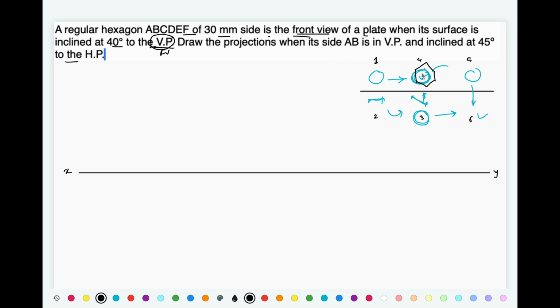of side 30 mm. The side of hexagon is 30 mm. Okay, and why I have drawn this side at the left? Because it is resting on that side in VP. A regular hexagon 30 mm side is the front view of a plate when its surface is inclined 40 degree to VP. Draw its projection when its side AB is in VP. So resting reference is the side that we are going to keep at the left. Okay, so this is the resting reference, and in step number 4 we are going to get the hexagon.